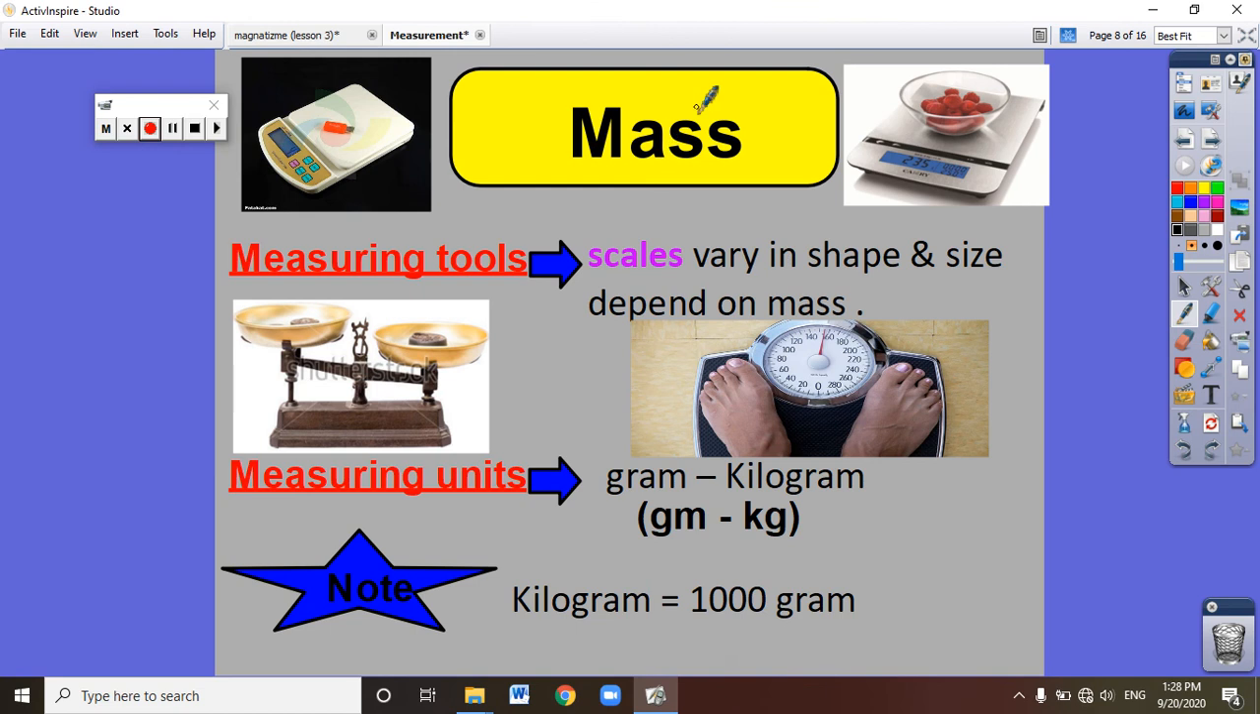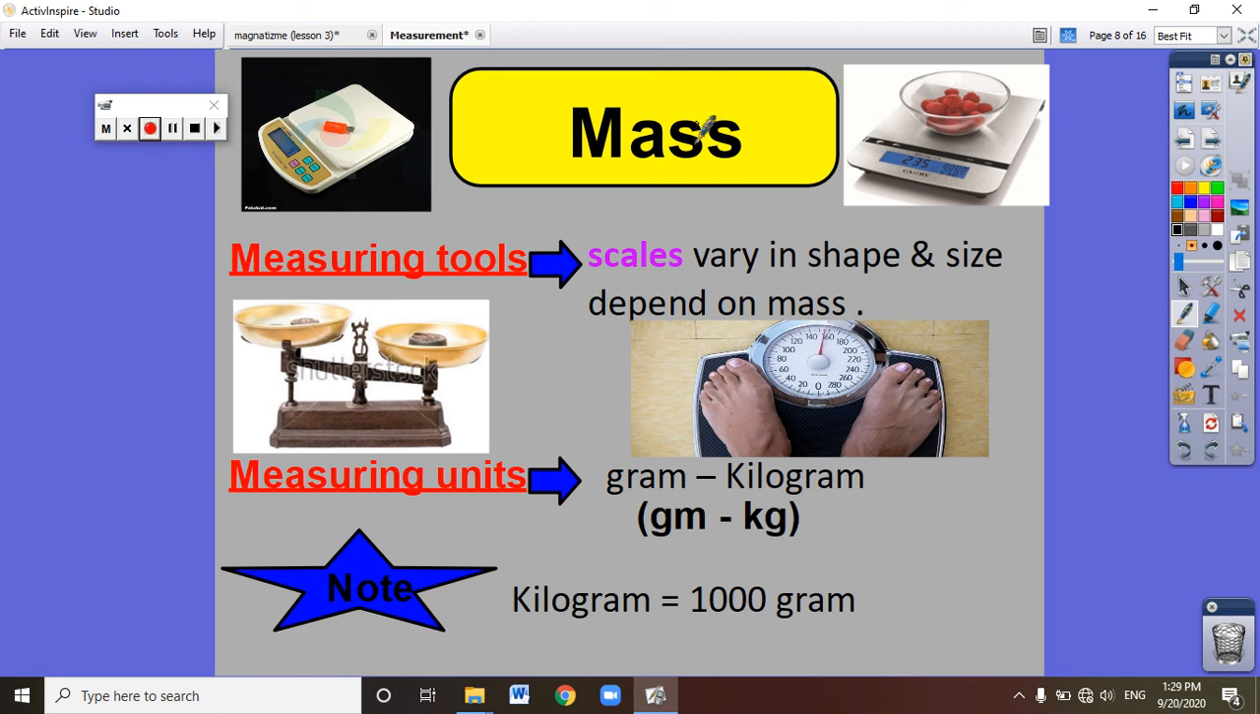Okay, what is the meaning of the mass? Mass means how heavy the matter is. If the matter is very heavy, so it has a big mass. If a matter is light or it's not heavy, so it has a small mass. So mass means how heavy the matter is.